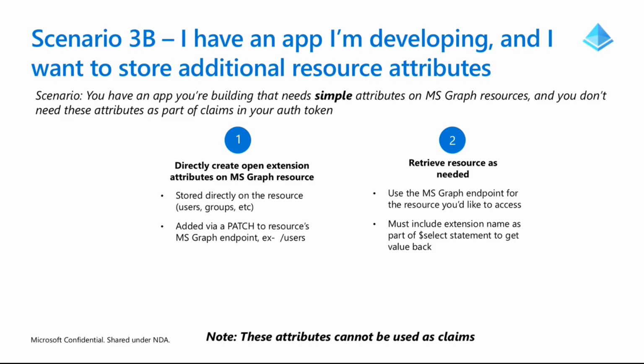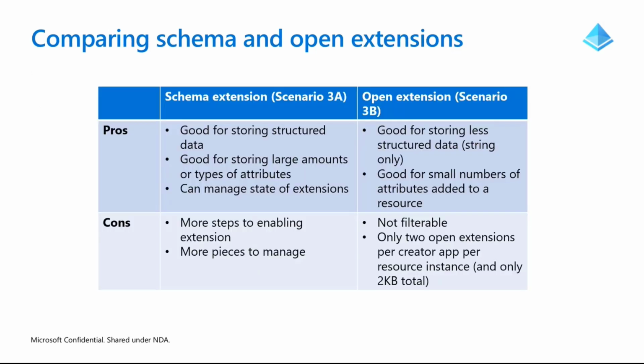All right. I think we've actually discussed this already, so I might go through the slides on the quicker side. It's basically comparing schema extension versus open extension, the 3A and 3B scenarios, because they are more similar. They are both the scenario where you don't use them as claims. You essentially directly access the resources that have the extension attributes on them.